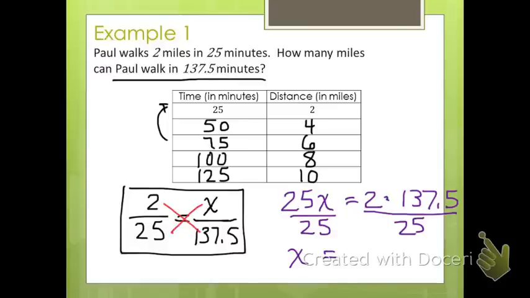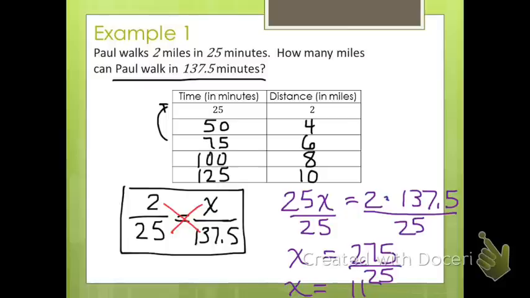So I am going to do that. 2 times 137.5 is 275. And I still have to divide that by 25. So x is equal to, I just need to know how many 25s are in 275. If I want to work it out in my head, it's pretty easy because there are 4 in every 100. So up to 200, that would be 8. And then there's 3 more. So x is 11. 275 divided by 25 is 11.